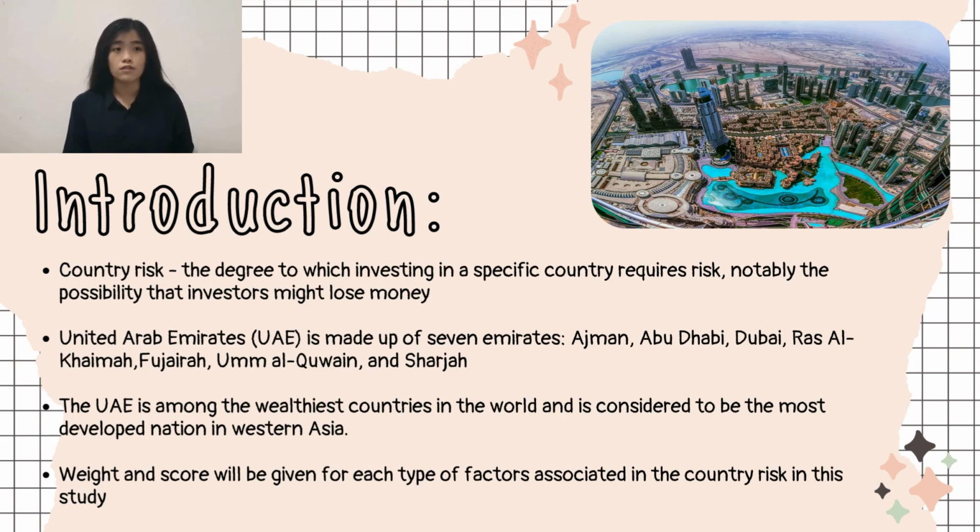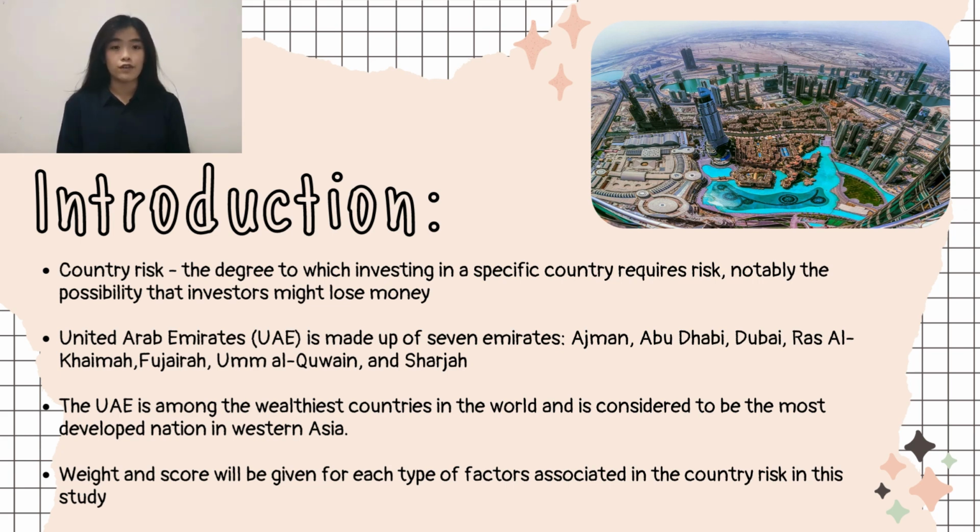So the UAE was chosen for analysis in this study. The United Arab Emirates is made up of 7 Emirates, namely Ajman, Abu Dhabi, Dubai, Ras Al Khaimah, Fujairah, Umm Al Quwain, and also Sharjah. The capital is Abu Dhabi, and each emirate is governed by a different single president. The UAE is also one of the wealthiest countries in the world, and it is considered to be the most developed nation in Western Asia.